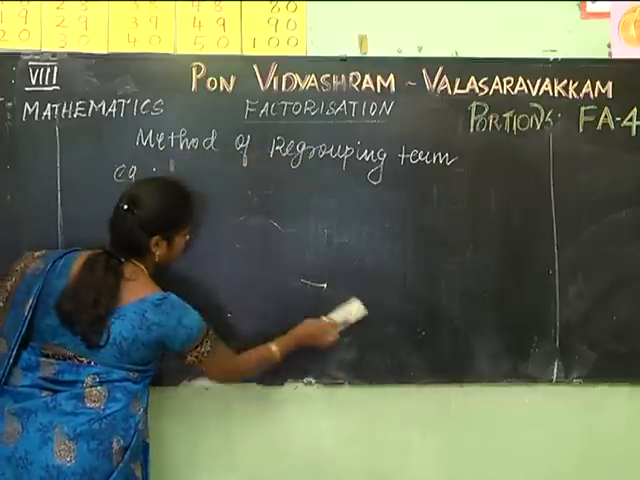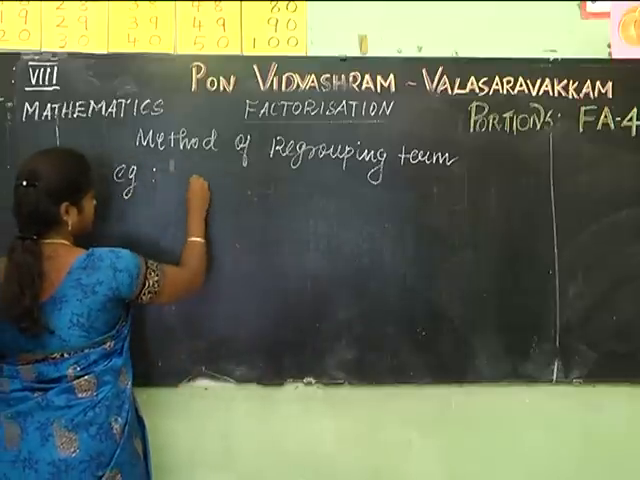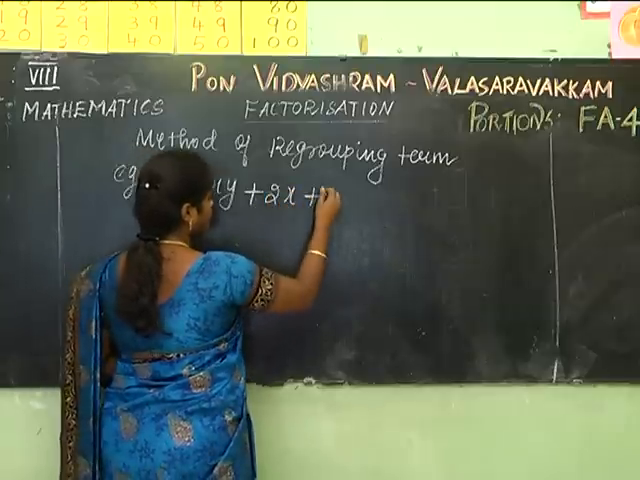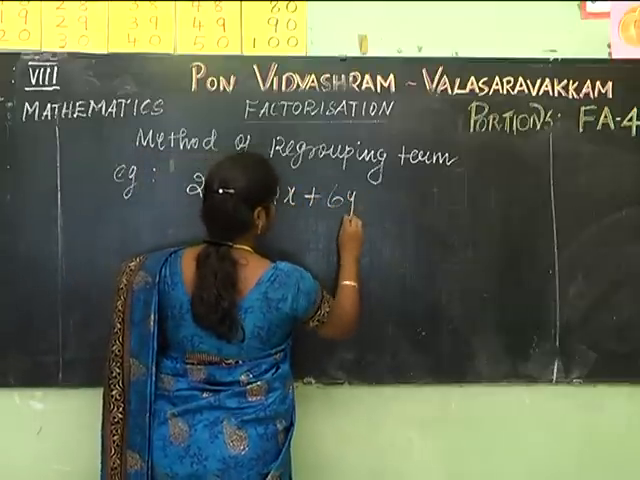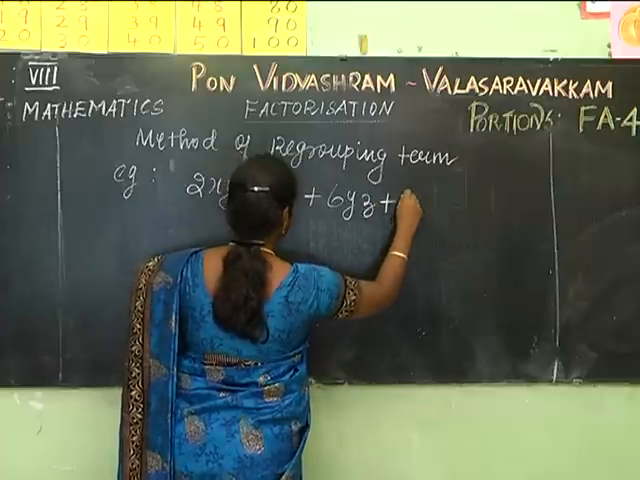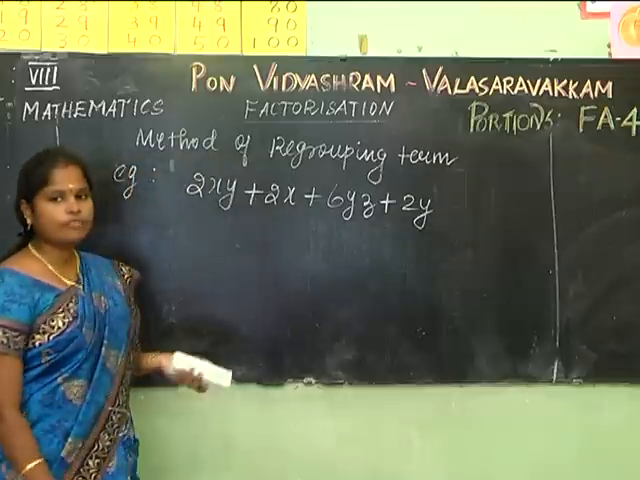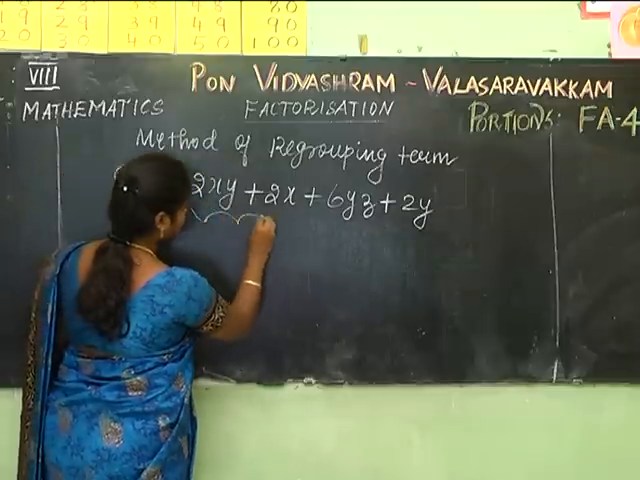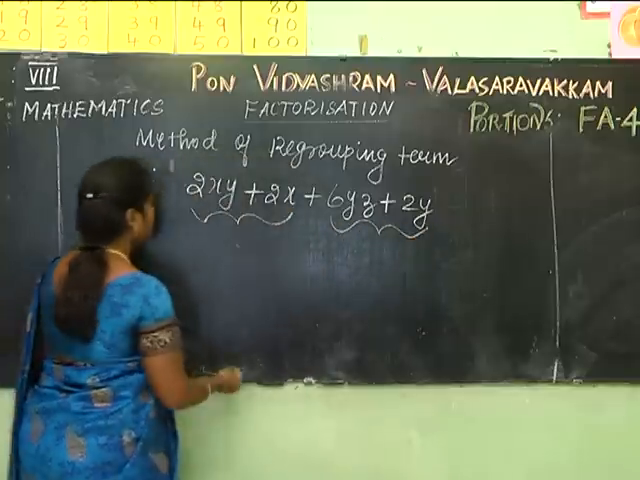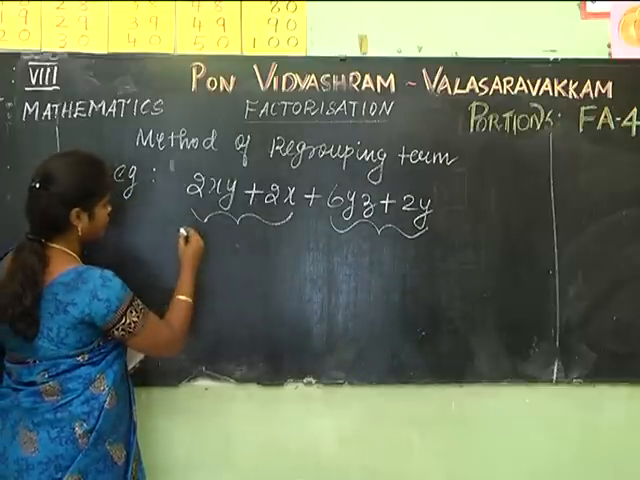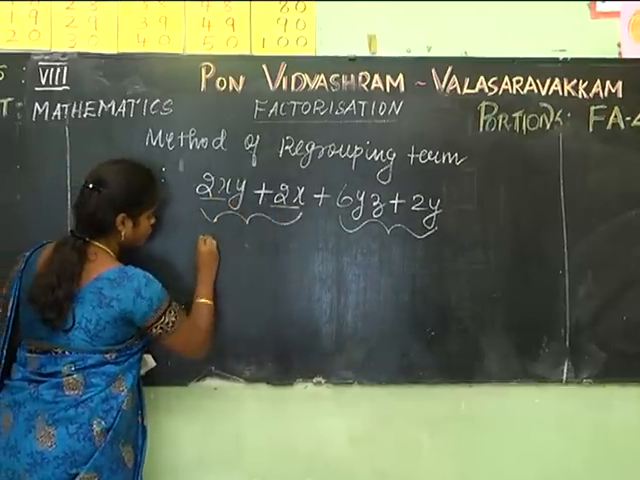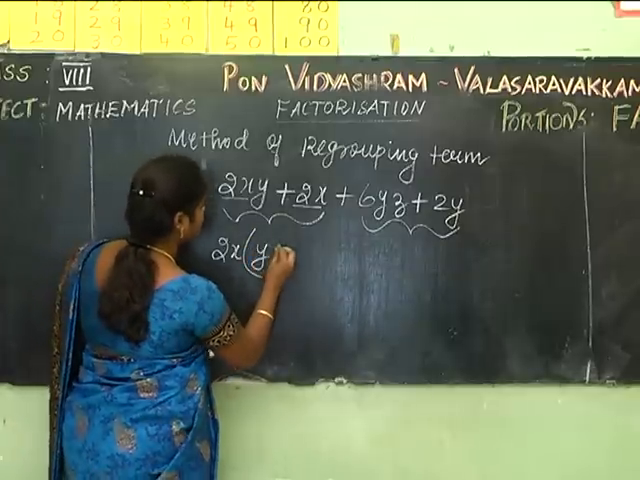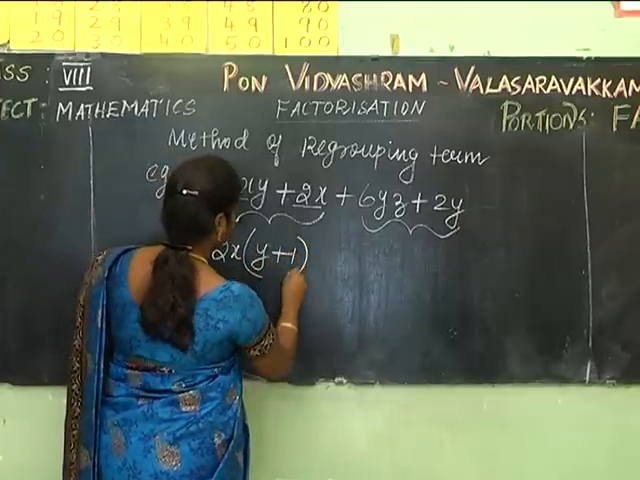Let us consider the example 2xy plus 2x plus 6yz plus 2y. Totally 4 terms are there in this expression. Now we are going to group the first 2 terms, then the next 2 terms separately. In the first 2 terms, what are the common factors? 2x and 2x. So take 2x as common, then take what is remaining: y plus 1.